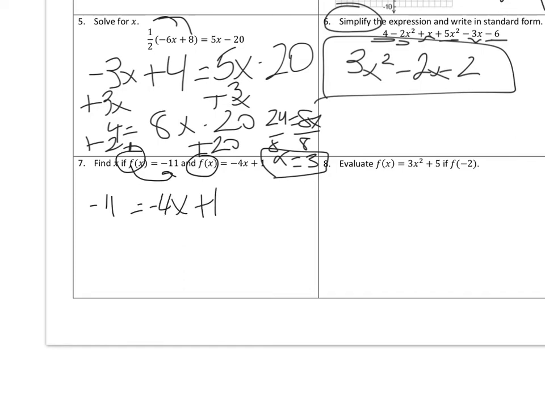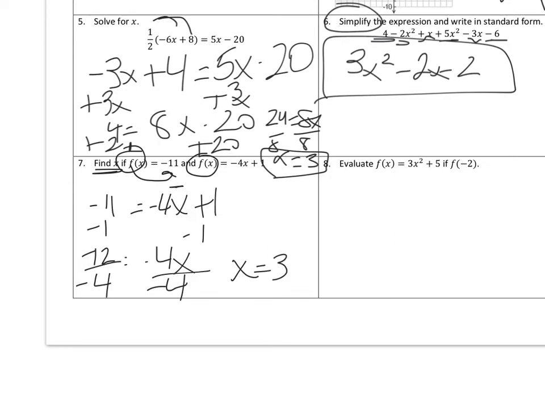And notice how when we set up the equation like this, we have x we need to solve for x. That's exactly what the question is, find x. So subtract 1 from both sides, I get negative 12 equals negative 4x. Divide by negative 4 to both sides, and x equals positive 3.